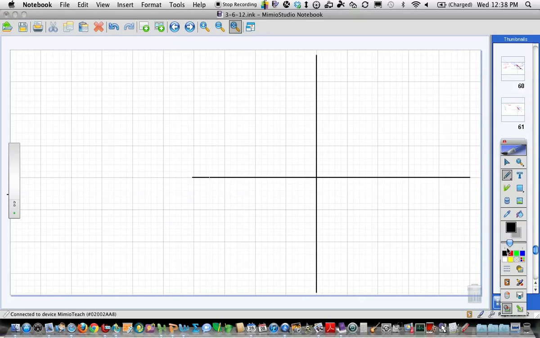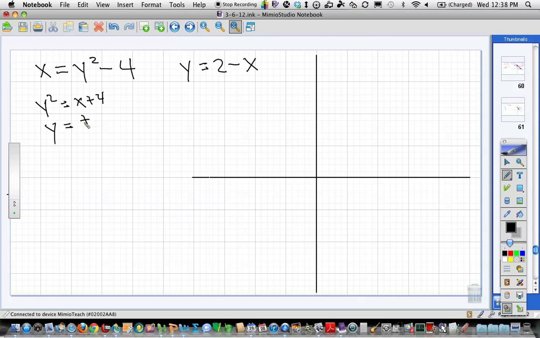All right, 23. x equals y squared minus 4, y equals 2 minus x. Since I know I'm going to be doing both vertical and horizontal strips, I would probably go ahead and solve them right away. So I got y squared equals x plus 4, y equals plus or minus square root of x plus 4. Normally I wouldn't do that, but I would on this one because I need to graph it anyway.